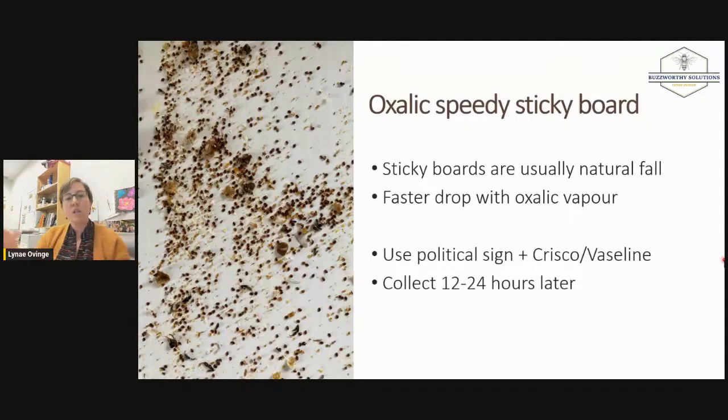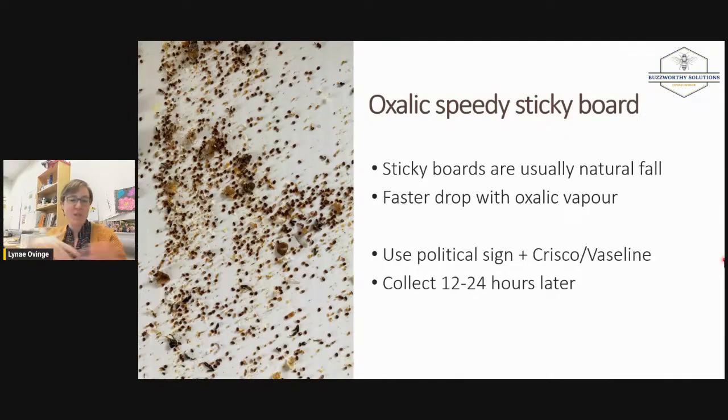But essentially, when you're using a sticky board, it's usually natural fall. So you're just monitoring the mites that are falling all the time. And so then you have to leave it in for lots of days, and you get all this other crap on the boards, and you're just getting natural fall. So what they find is if they just use an oxalic vapor gun, they get a much faster drop. So they'll combine it with oxalic vapor, and then they put in their sticky board, and they just use political sign materials. So if anyone's excited by this, on Monday you can do this for really cheap.